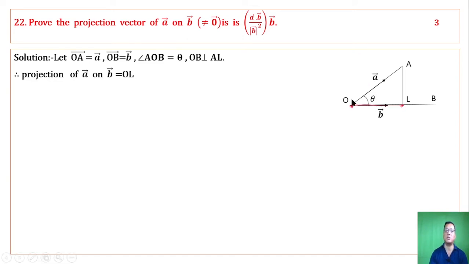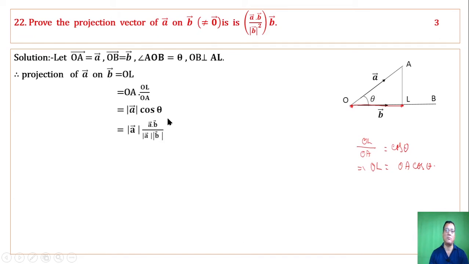This length is the projection of a vector on b vector, OL, which is from trigonometry in a right triangle. Base by hypotenuse is what? Base by hypotenuse is cos theta. This gives OL is equal to OA cos theta. Apply this: OL by OA is cos theta, and OA is the length, the modulus of a vector.